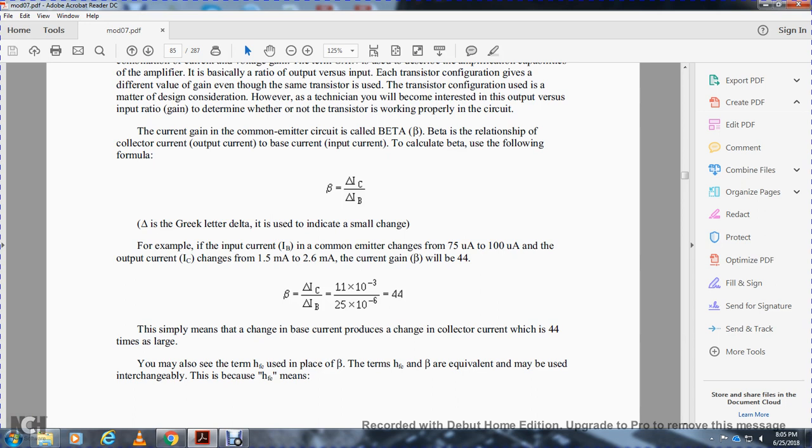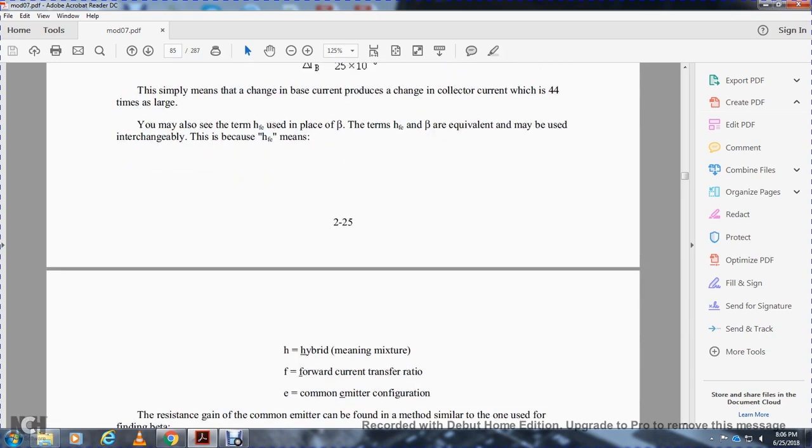As you must have seen, the term hFE is used in place of beta. The terms beta and hFE are equivalent and may even be interchangeable, because the h stands for hybrid, and hFE means the forward current transfer ratio in a common emitter configuration.